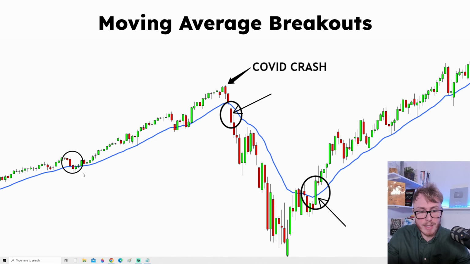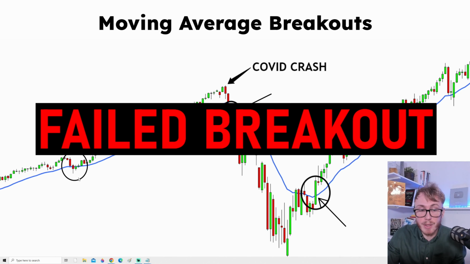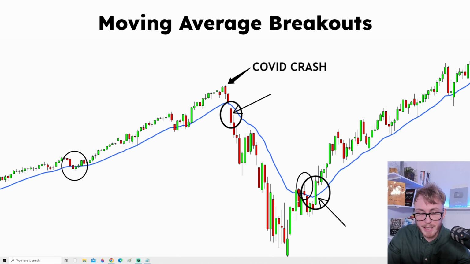While, for example, at this point right here, you can see the price quickly dipped below the moving average, but then pushed higher. This is an example of a failed breakout. You can also see right here, I hope you can see, this was yet another example of a failed breakout. And also, for example, right here, yet another example of a failed breakout.